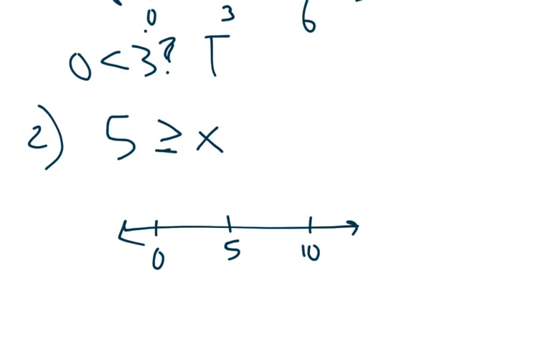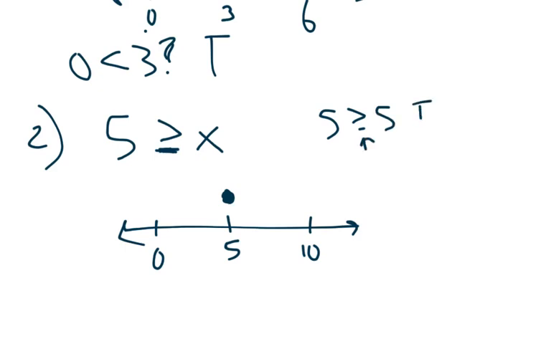And since I'm using a greater than or equal to, I need a closed circle. Because I could let x equal 5 and it'd still be true. 5 is greater than or equal to 5. That's a true statement because of the equal to part of it.